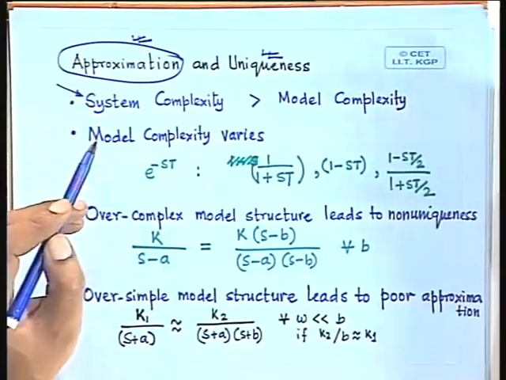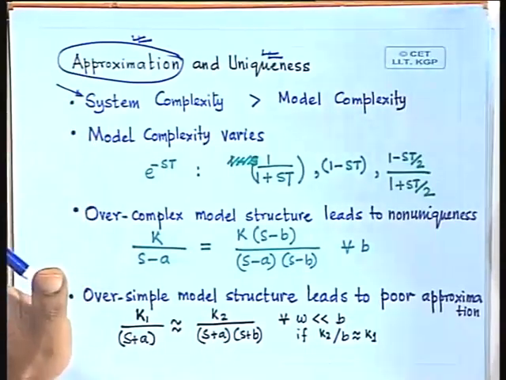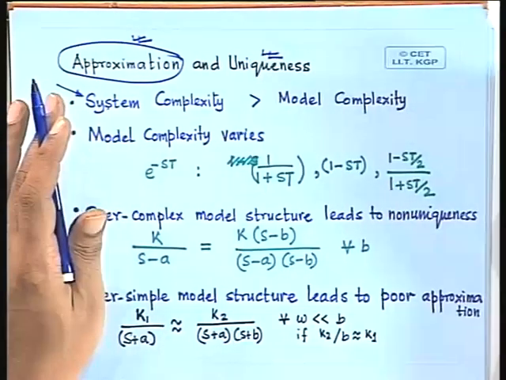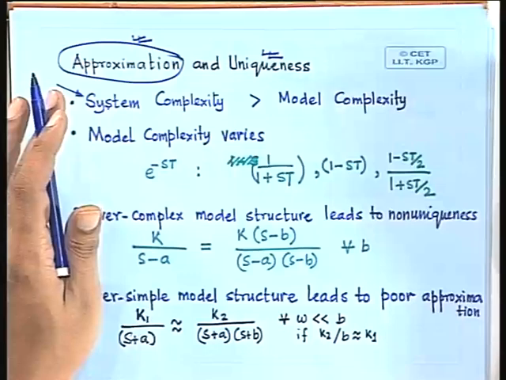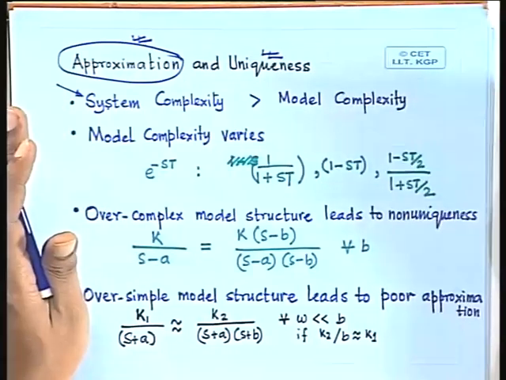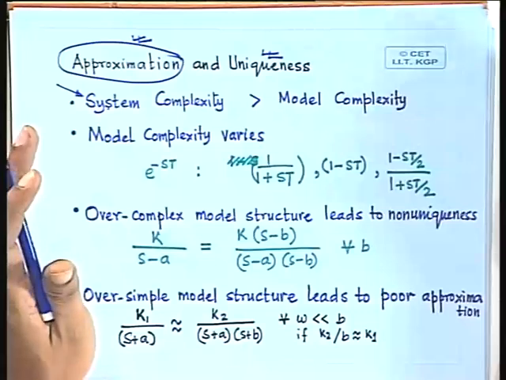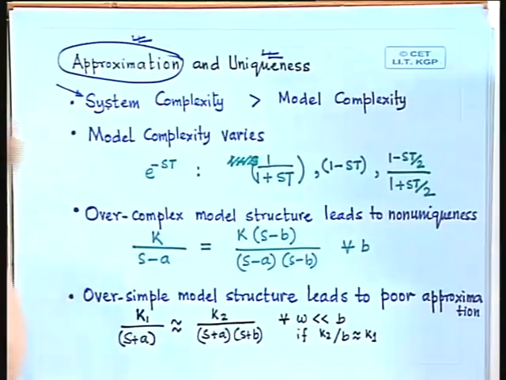Now, I'll make some comments about this approximation and uniqueness. First thing is that we must remember, this is a thumb rule based on which the whole field of robust control is based, that system complexity is always greater than model complexity. So the model is but an approximation of the system. There is always some unmodeled dynamics, always. I mean, almost always.